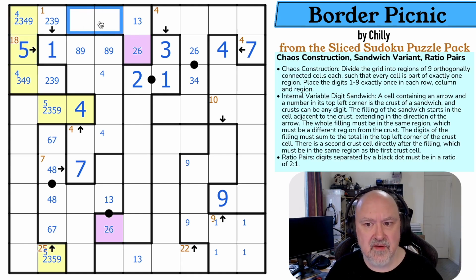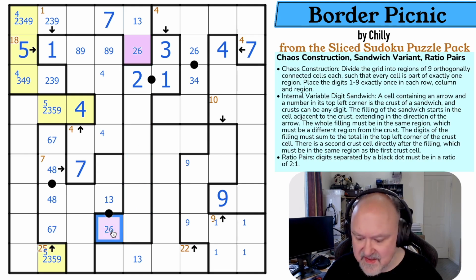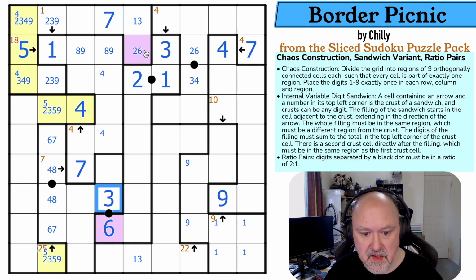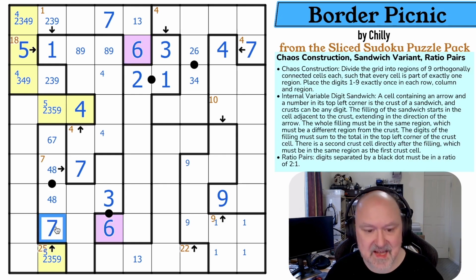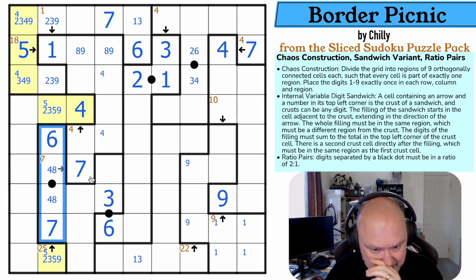So 7 is in one of those two now. Yeah, I can't put 7 in any of these. So 7 is right here. Oh, this 2. Made this 6 ages ago, which made this 3, which makes this 6. That 6 makes that 7 and that 6. Okay, I missed that basic Sudoku trick. That could be powerful if I can figure out how to use it.